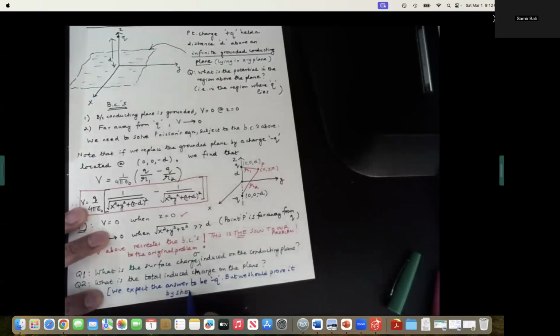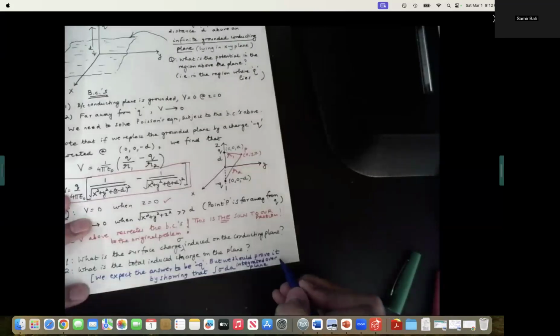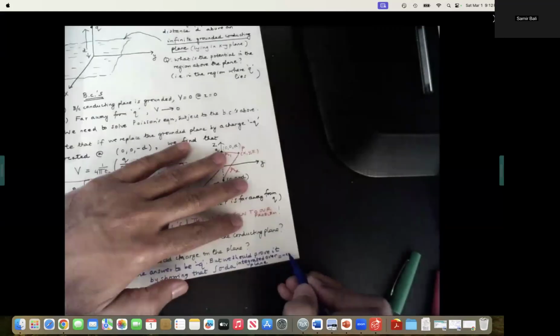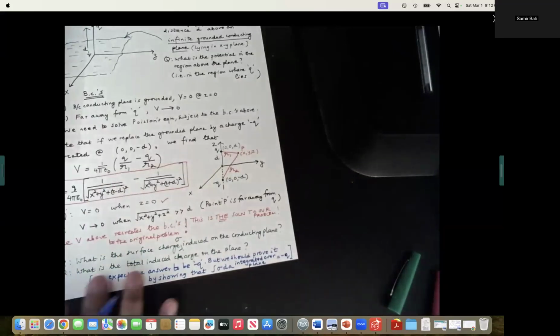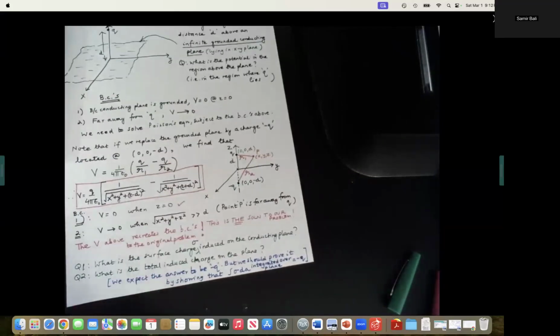by showing that if I take the integral of sigma over the entire area of the plane, sigma dA integrated over the plane, it equals negative q. And this is part of your homework for a certain problem related to this.